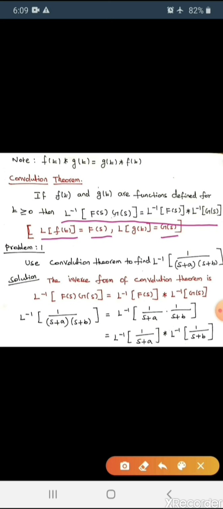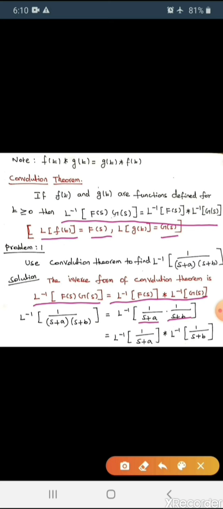First let us consider the statement of the inverse form of convolution theorem. That is L inverse of F of s into G of s is equal to L inverse of capital F of s convolution L inverse of capital G of s. So we are considering this. Now consider the given problem, L inverse of 1 by (s plus a) into (s plus b). This can be written as L inverse of 1 by (s plus a) into 1 by (s plus b). We are splitting it.